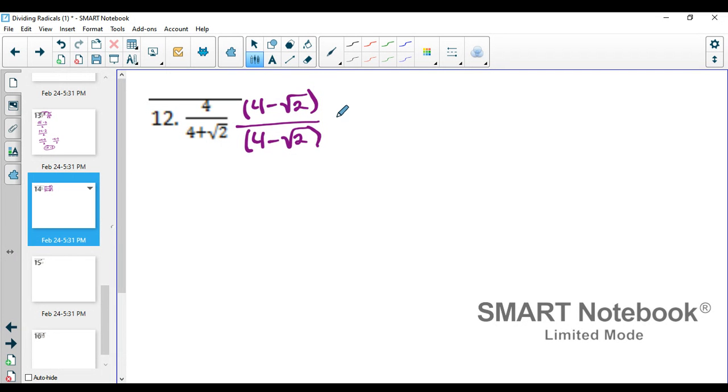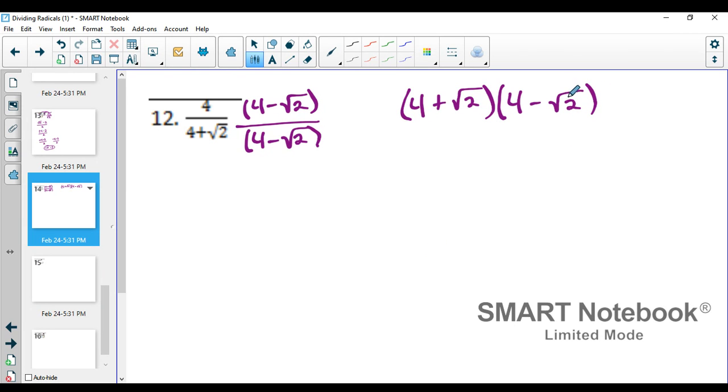All right, so we're going to take a little side journey, and I'm going to show you a shortcut for multiplying the conjugates in the denominator together. So we have 4 plus the square root of 2 times 4 minus the square root of 2.